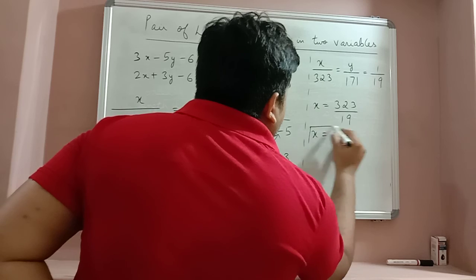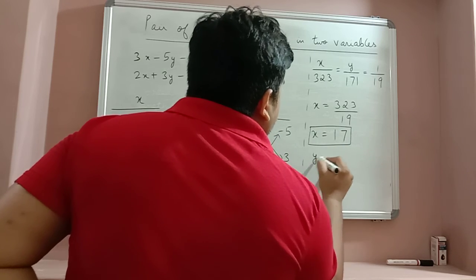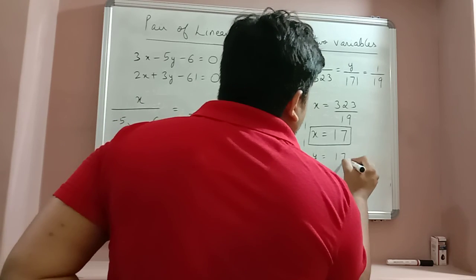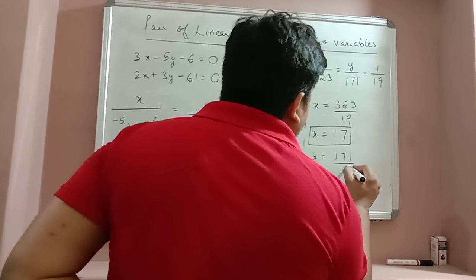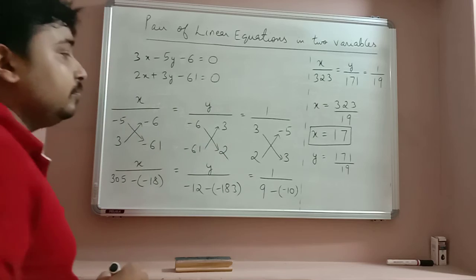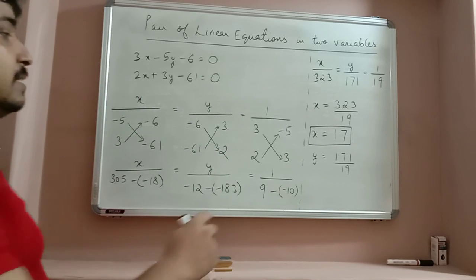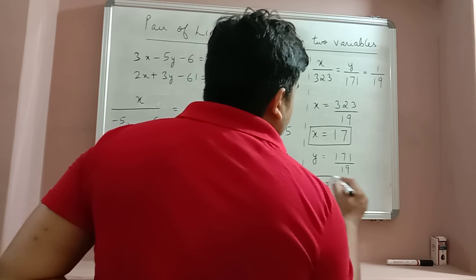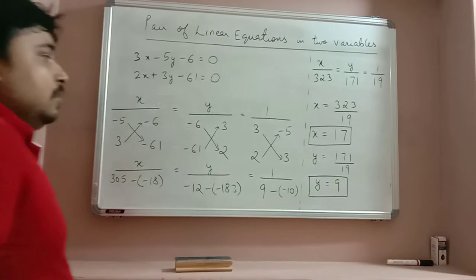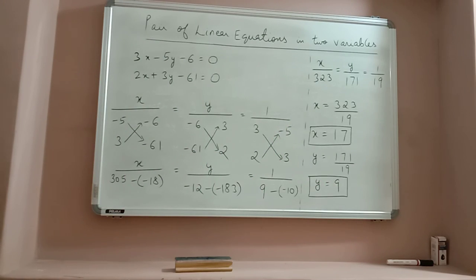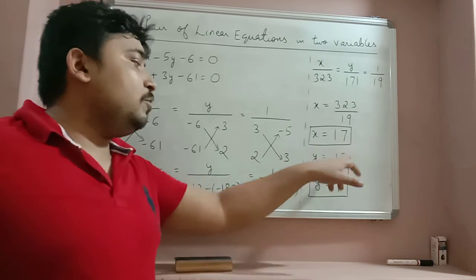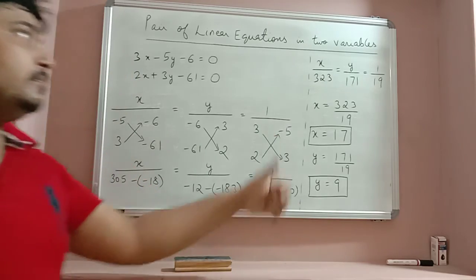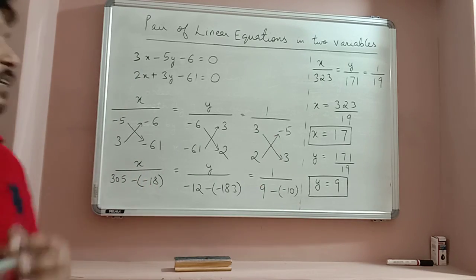And y equals 171 over 19. Again this is 9 times, so y equals 9. So we got the values of x and y, that is length is 17 units and the breadth y is 9 units. I hope this is clear to everyone.